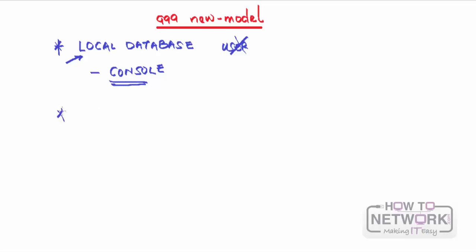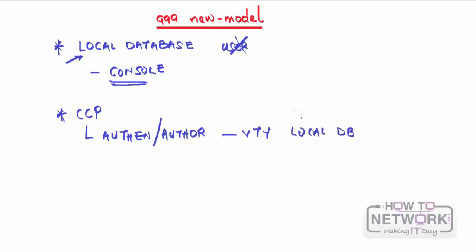But this is different with CCP, as we saw when we configured it on R2. When CCP configures AAA or enables AAA, it takes some precautionary steps. The first is that it enables authentication and authorization on the VTY lines using the local database. And you also notice that it also enables authentication on the console line, also using the local database. Right, so these are the things that you need to be familiar with.